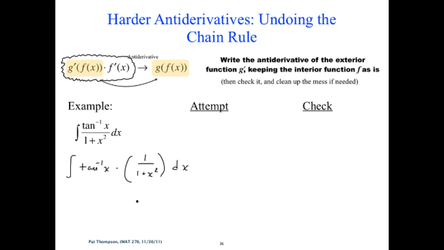Oh, and wait a sec. Sorry. That -1 is not the power -1. This is arc tangent. So maybe let's write it that way. Don't get messed up that it's not tangent x raised to the -1 power. This is a different function. This is the arc tangent function. So let's do that too. There we go. Maybe that will help too.